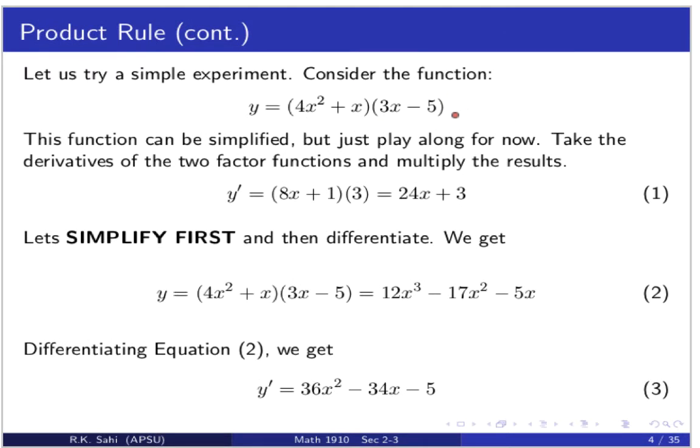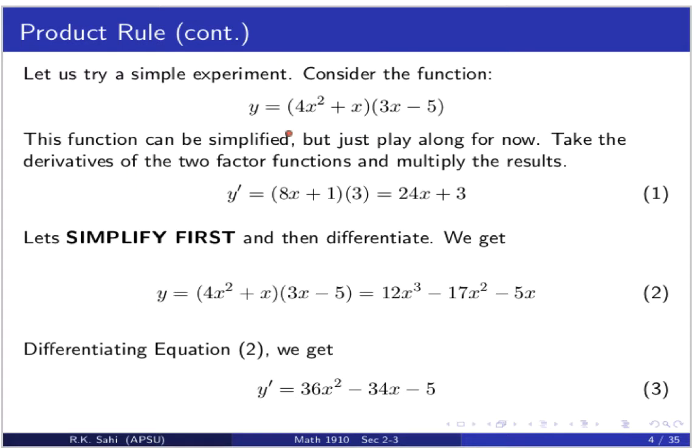Now consider this function: 4x squared plus x times 3x minus 5. So we have a squaring function with a linear function. This function can be easily simplified, but at this point just apply the normal procedure we were taught earlier. If I want to take the derivative, I'll take the derivative of the first and the derivative of the second and multiply. So what we get is 8x plus 1 times 3, and the final answer is 24x plus 3. Okay, that was just a natural instinct of saying, hey, that's how things are.